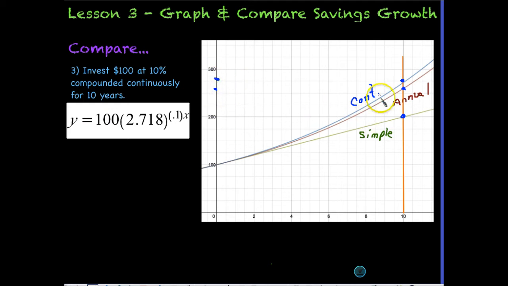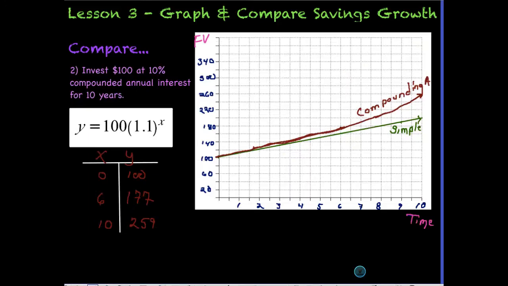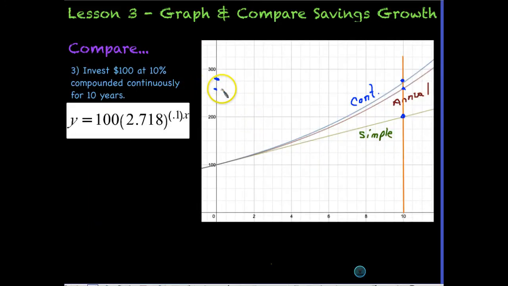So we can look at this graph and we can see easily that compounding continuously is our best bet, but compounding at all still works very well. Now let's actually take what we made. Let's go back and figure out what those amounts really were. So 272 and 259. So this is 259. This is 272. And then simple interest was here at 200.